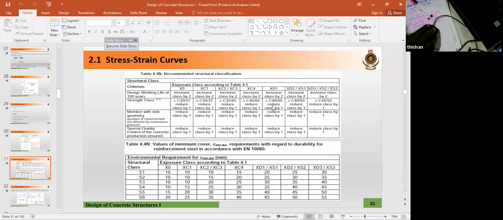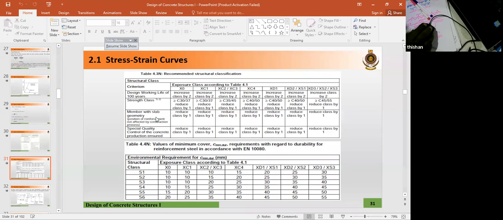S4 should become S6. Then it says, if you are going to use 50 megapascal concrete cube strength, you can reduce the class by 1. So that means Eurocode is promoting the use of high strength concrete. Even with reinforced concrete, it's promoting high strength concrete. So the next question is, how do you get this kind of high strength concrete at site condition?